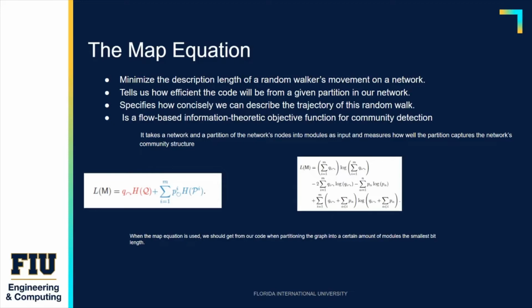So it would take a network and a partition of the network's nodes into modules as input and measure how well the partition captures the network's community structure. When the equation is used, we partition the graph into a certain amount of modules, and we should get the smaller bit length.